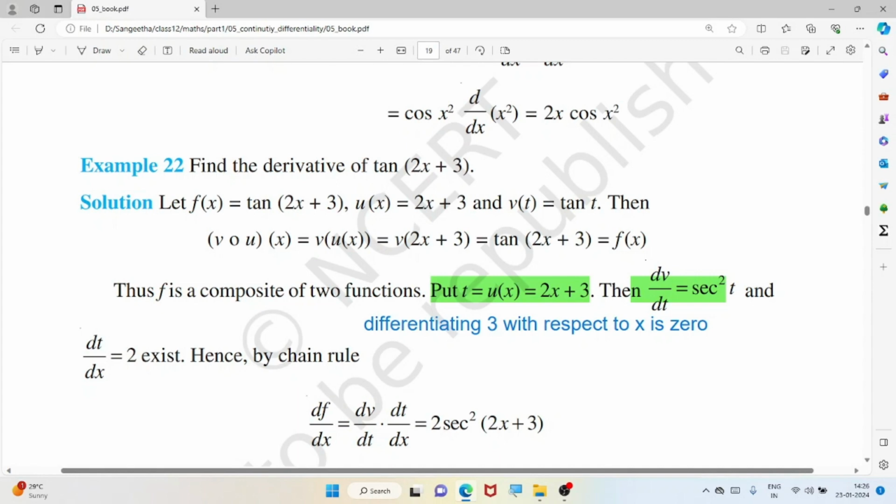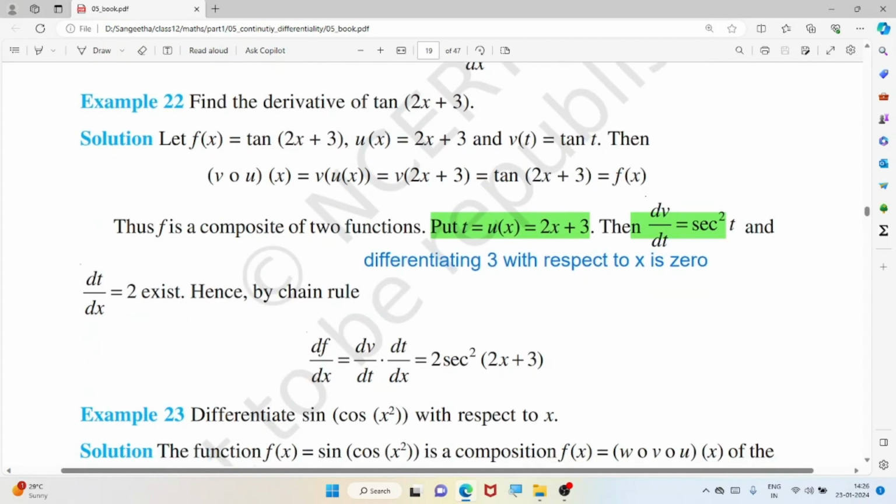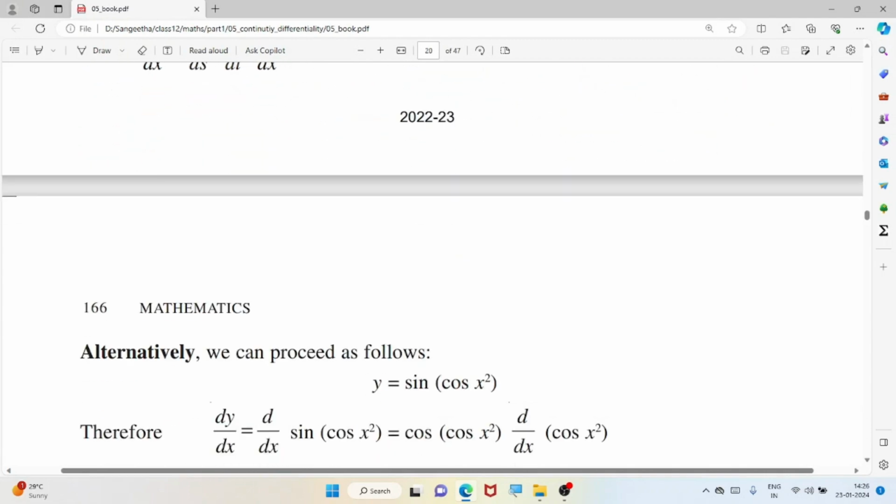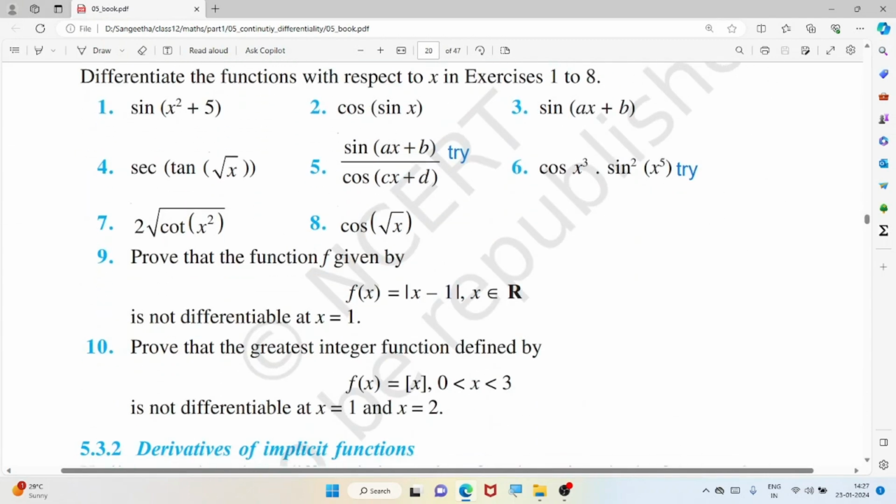Similarly, you can find the derivative here. Here we have three functions: sine, cos, then x square. You see how they are using them. So at least you try some of these.